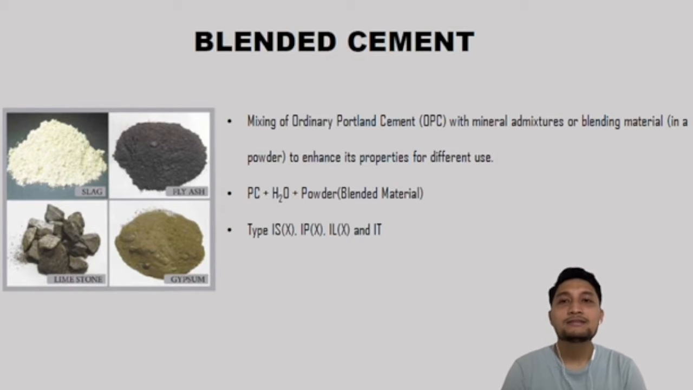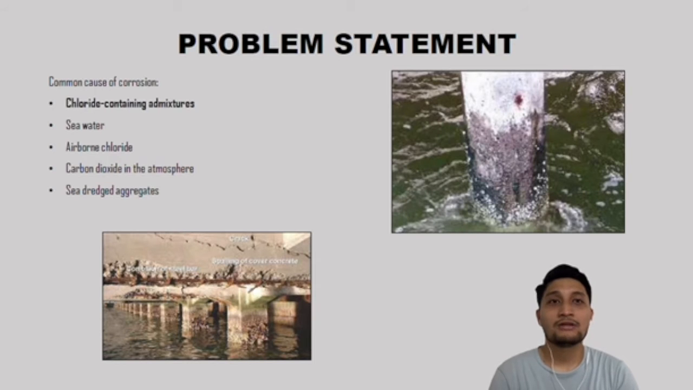The third one is type IL, which is Portland limestone cement. This type of cement contains 5 to 50% of limestone in the ground. Finally is IT, which is ternary blended cement. This type of cement is a combination of 2 types of blended materials such as silica fume, fly ash, and slag.